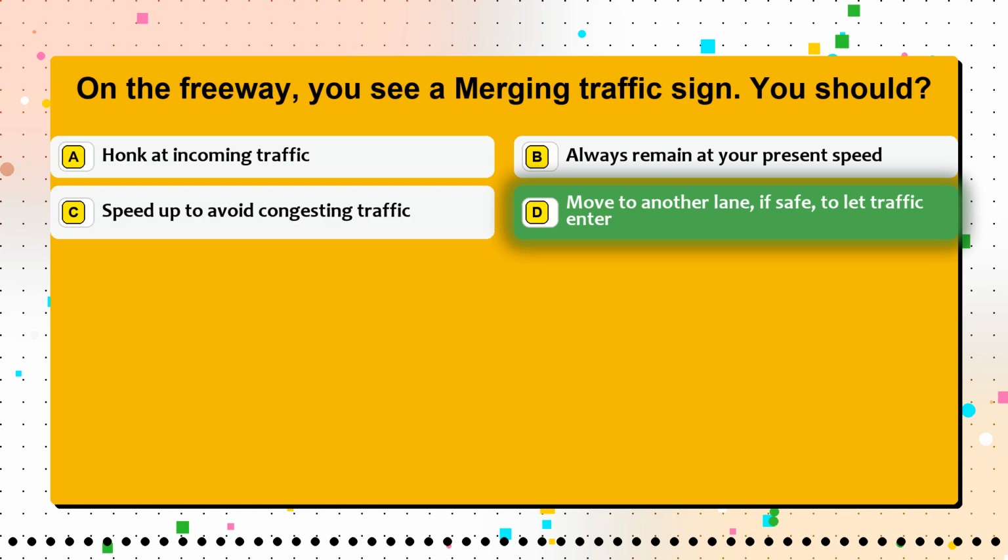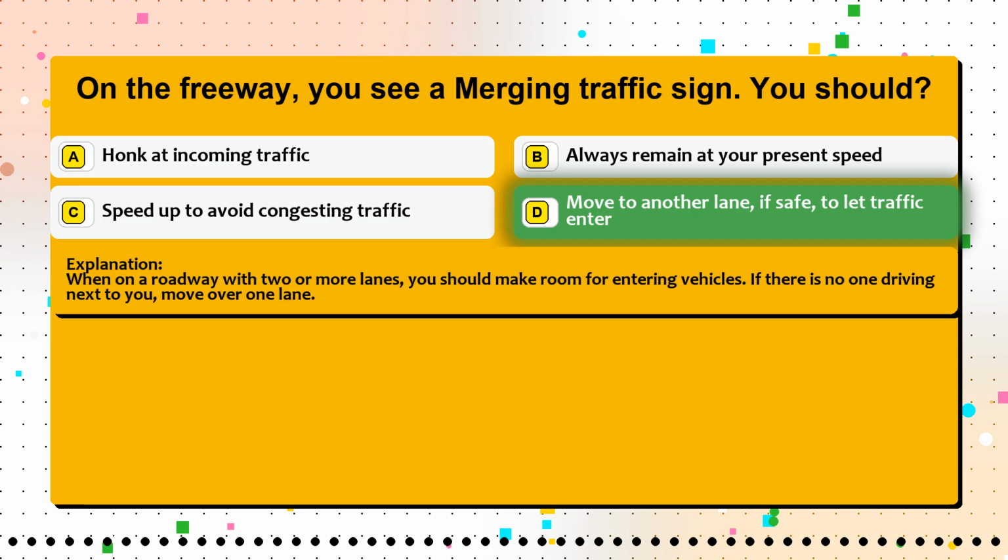The correct answer is option D. Move to another lane if safe to let traffic enter. When on a roadway with 2 or more lanes, you should make room for entering vehicles. If there is no one driving next to you, move over one lane.